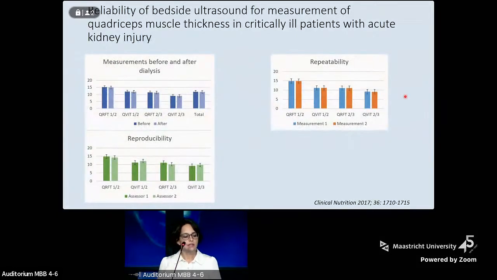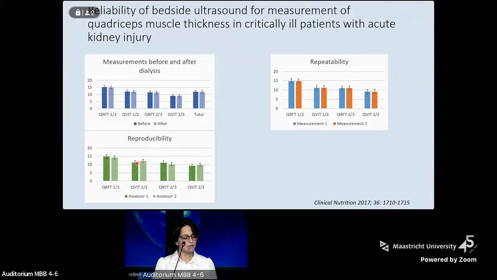This is the first study, reliability of the muscle ultrasound in patients in the ICU with acute kidney injury. We first performed a repeatability study, which was to assess differences between measurements of the same assessor, and no difference between measurements. We performed a blind measurement and then compared them. And this is the reproducibility study. So two different assessors performing measurements in the same patient.